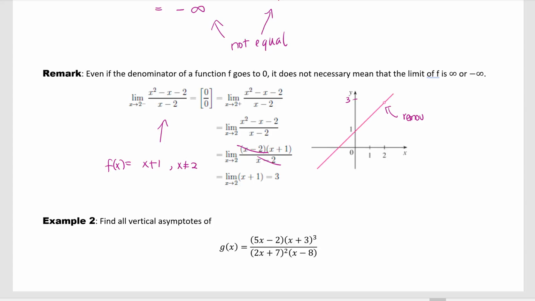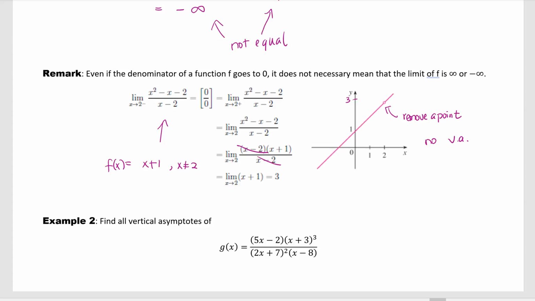So we remove a point there. So we don't have plus infinity or minus infinity there. So that's why here we have no vertical asymptote in this case.